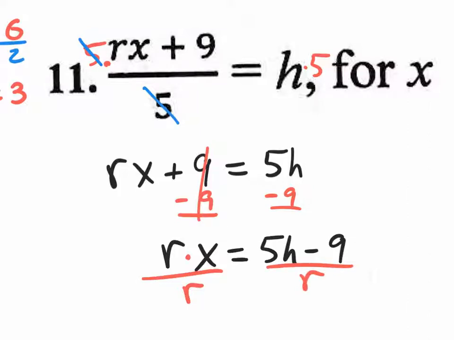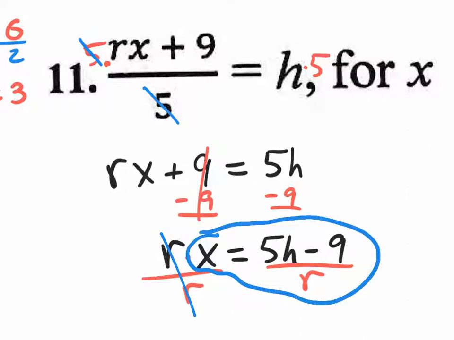Now, you could put 5h divided by r minus the 9 divided by r. I'm just going to put the whole thing divided by r. So that's actually my answer right there. The r's cancel. X equals 5h minus 9, all divided by r. Again, you could split that division of r and say x equals 5h over r minus 9 over r. You could do that also.